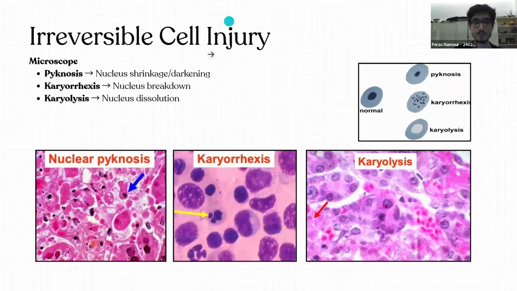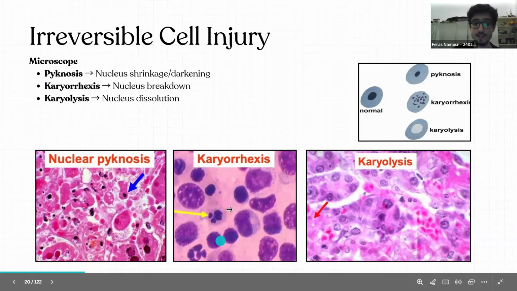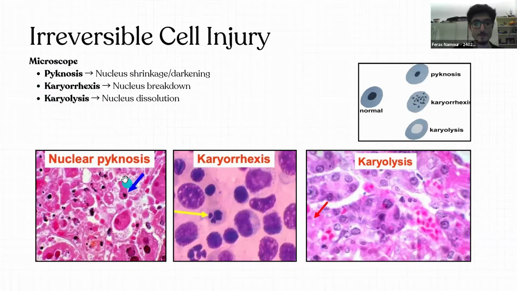Now, about irreversible cell injury. Irreversible cell injury will cause the cell to probably die, and then you're going to have scarring. And under a microscope, in order to know that a cell has permanently been damaged, it's going to have changes to the nucleus. Because if the nucleus is damaged, there's no coming back. So what happens is pycnosis, which is the nucleus shrinking in size, karyorrhexis, which is the nucleus breaking down, and karyolysis, which is the nucleus completely dissolving.